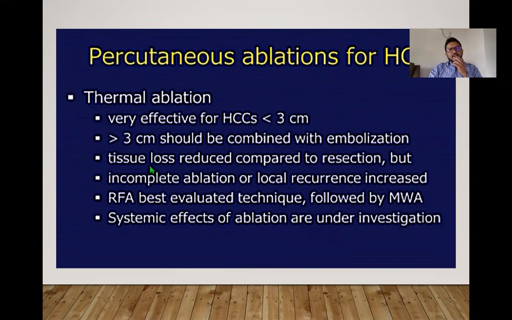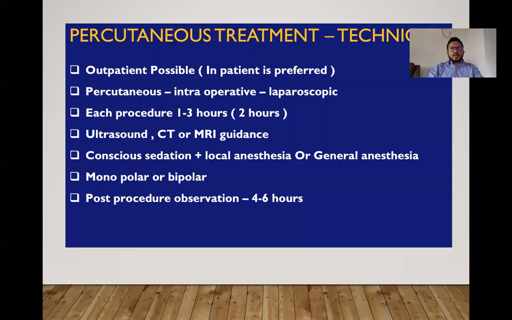Thermal ablations are indicated in hepatocellular carcinoma less than 3 centimeters, but we tend to go up to 4 centimeters now, since microwave ablation can go up to 4 centimeters with a 1 centimeter periphery of normal tissue. It should be combined with embolization, and tissue loss is reduced compared to resection, while incomplete ablation or local recurrence increases. RFA is best evaluated, followed by microwave, and the systemic effects of ablation are under investigation. Patients tolerate these lesions very well.